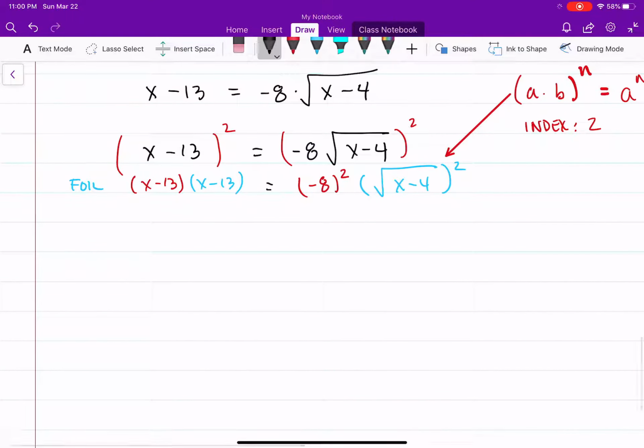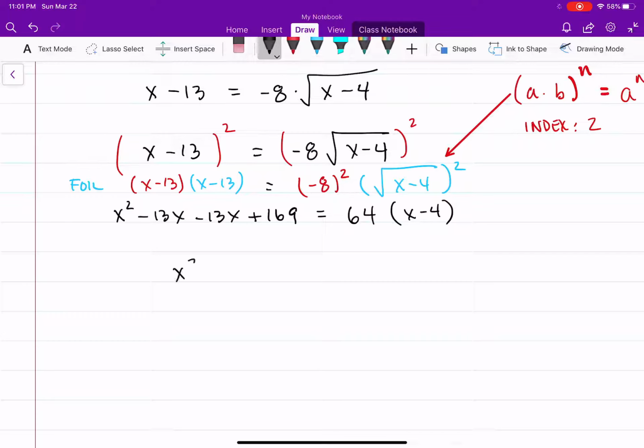I'm going to have here on the left side x squared minus 13x minus 13x plus 169, which is 13 times 13, is equal to 64 times x minus 4. So negative 8 squared is 64, and then the square root of x minus 4 squared, square root and squared, opposite operations, okay? So that drops. So the left side, I'm going to combine like terms.